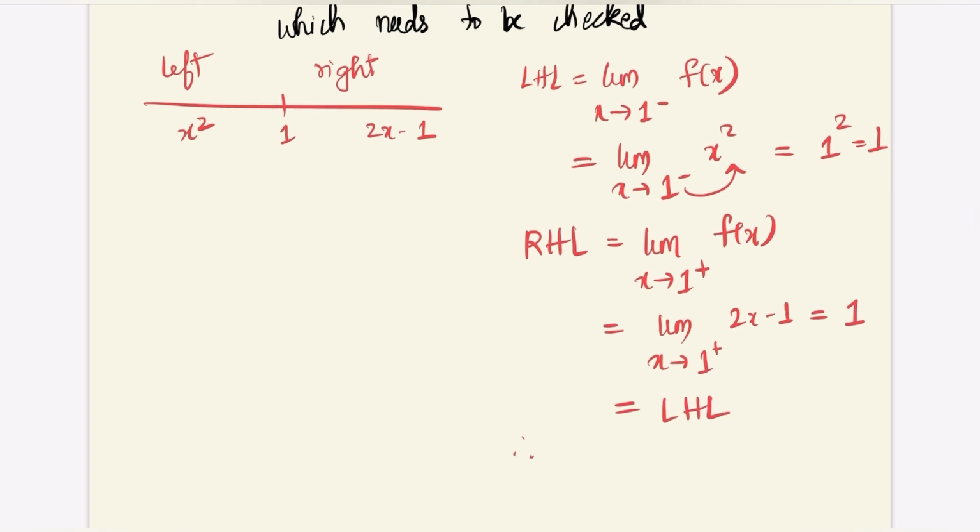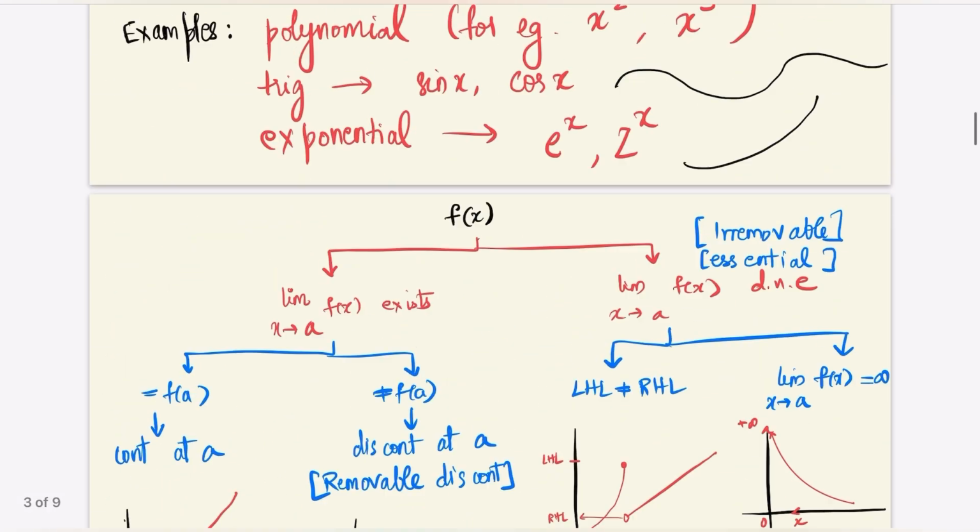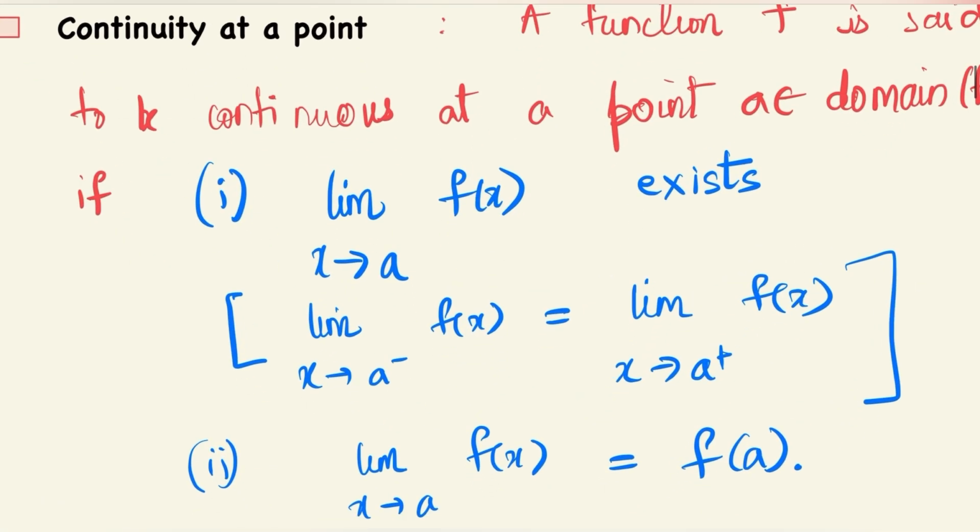which is equal to the left hand limit, and hence you can say that the limit as x tends to 1 of f of x exists, and that is equal to 1. You don't need to say that it exists, you simply need to say that it is equal to 1. According to the definition of continuity, as we had seen earlier, the first point is done.